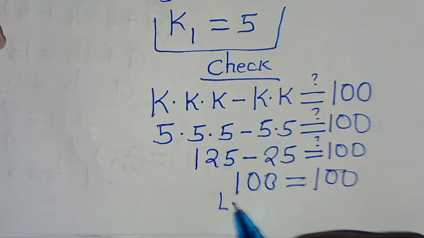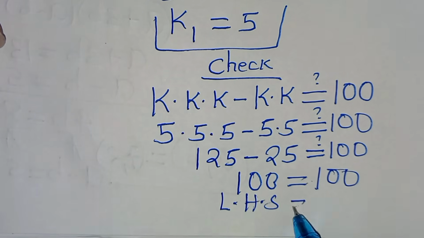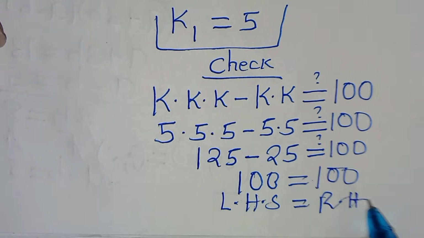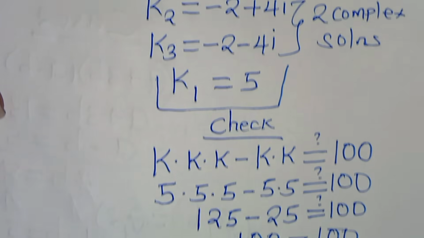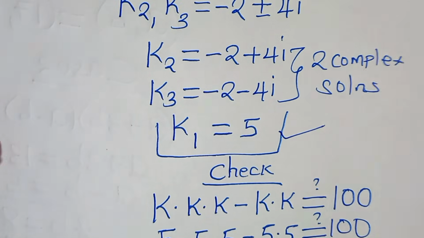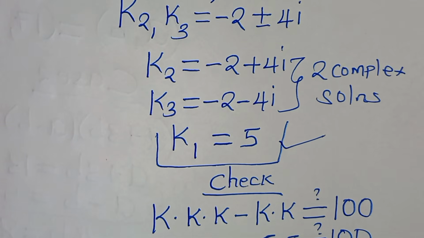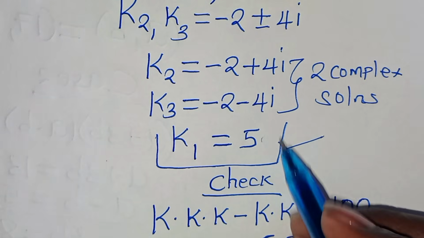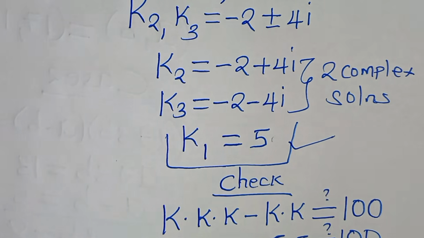So this means that the left hand side is equal to the right hand side. And this implies that the real solution here satisfies the equation. So we have got 3 solutions here, 1 real solution and 2 complex solutions.